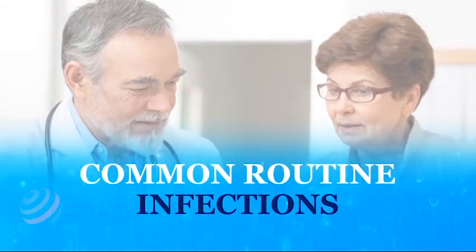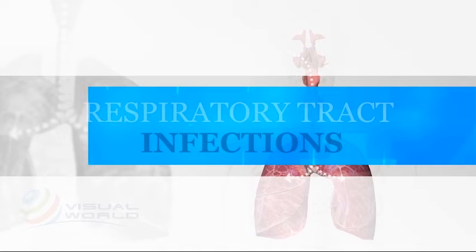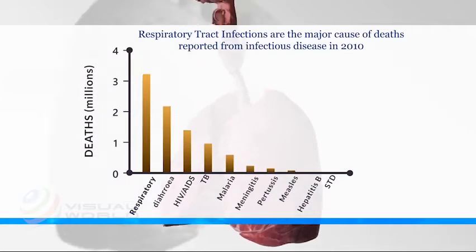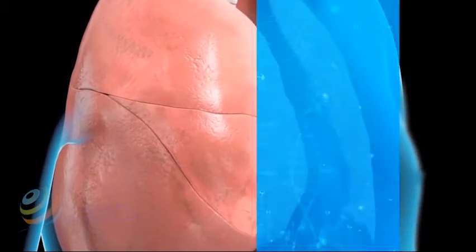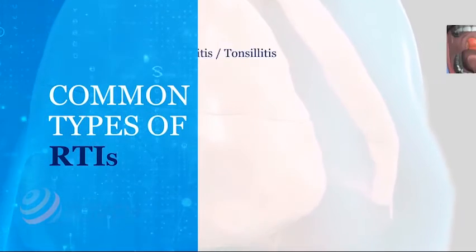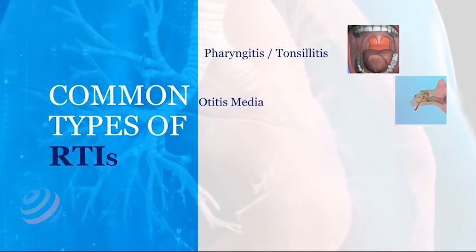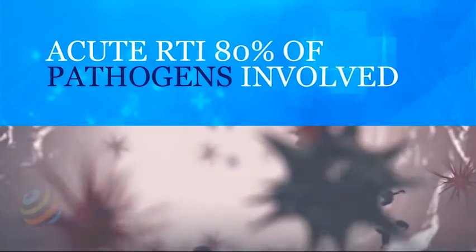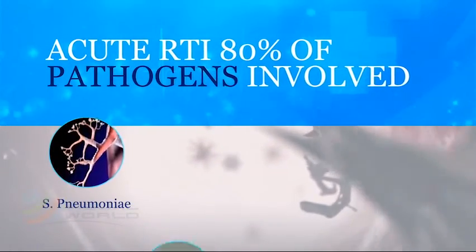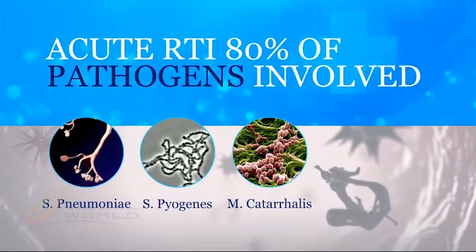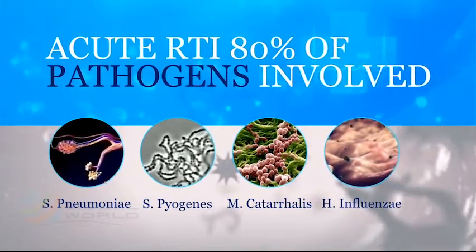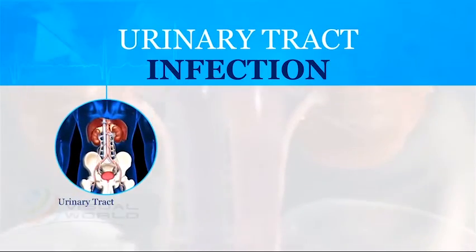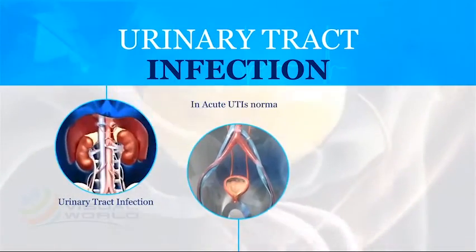Common routine infections. Respiratory tract infections. Respiratory tract infections are the major cause of deaths reported from infectious disease in 2010. Common types of RTIs include pharyngitis, tonsillitis, otitis media, bronchitis, and pneumonia. In acute RTIs, 80% of pathogens involved are S. pneumoniae, S. pyogenes, M. catarrhalis, and H. influenzae.